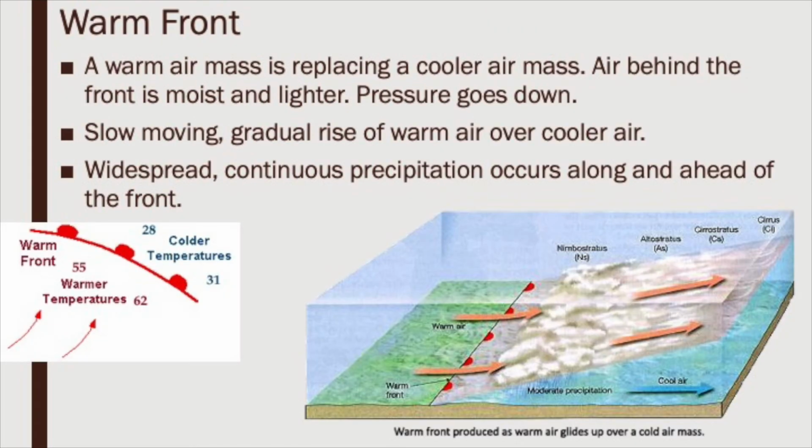During the warm front, a warm air mass is replacing a cooler air mass. The air behind the front is moist and lighter, and the pressure goes down. It's a slow moving, gradual rise of warm air over the cooler air. And the widespread continuous precipitation occurs along and ahead of the front.